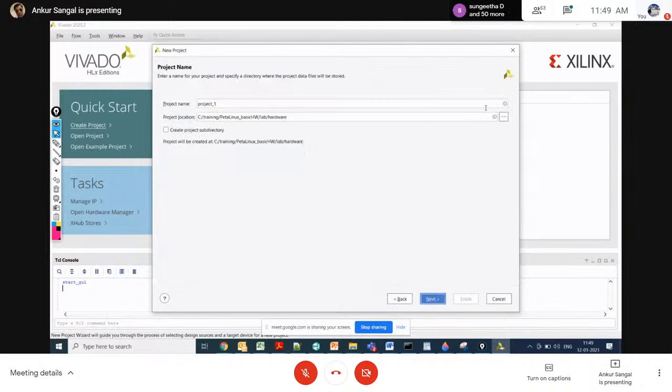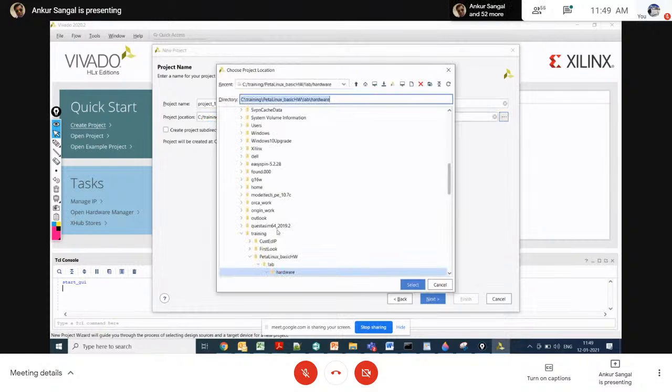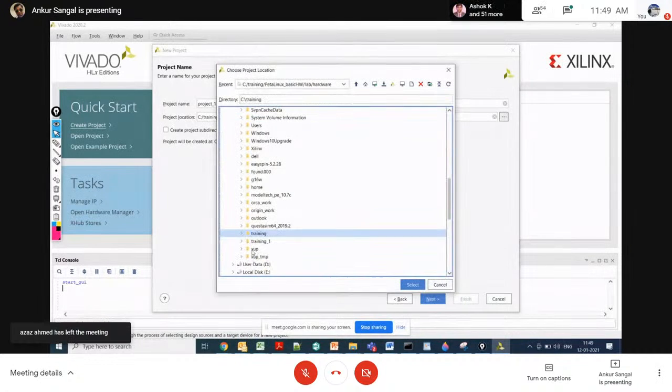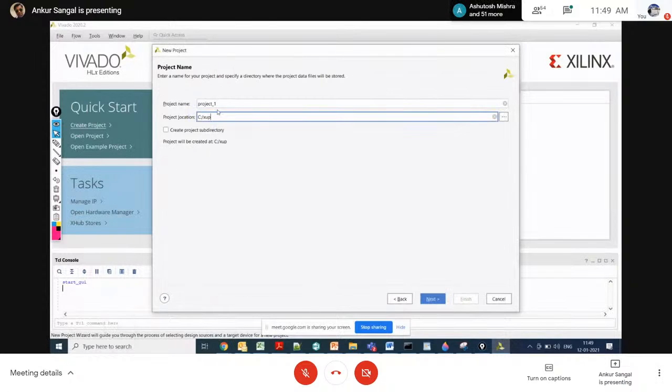Now you can give your project name. If you want to change the location on your machine, you can change it here. But when you are selecting your path, just remember, don't give space in your path and don't use any special character except underscore. These things you need to take care of. We can just run one simple combinational circuitry.